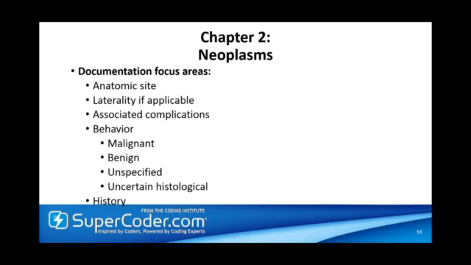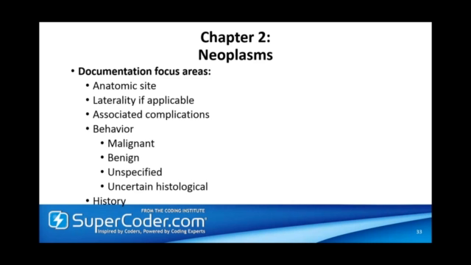Chapter 2, Neoplasm. Make sure the documentation includes the anatomic site, laterality, if it applies, and any associated complications. Documentation should also have information relating to the behavior of the neoplasm. This information describes if the neoplasm is malignant, benign, or of uncertain histological behavior. Make sure that you find out as much information as possible before relying on the unspecified behavior code.